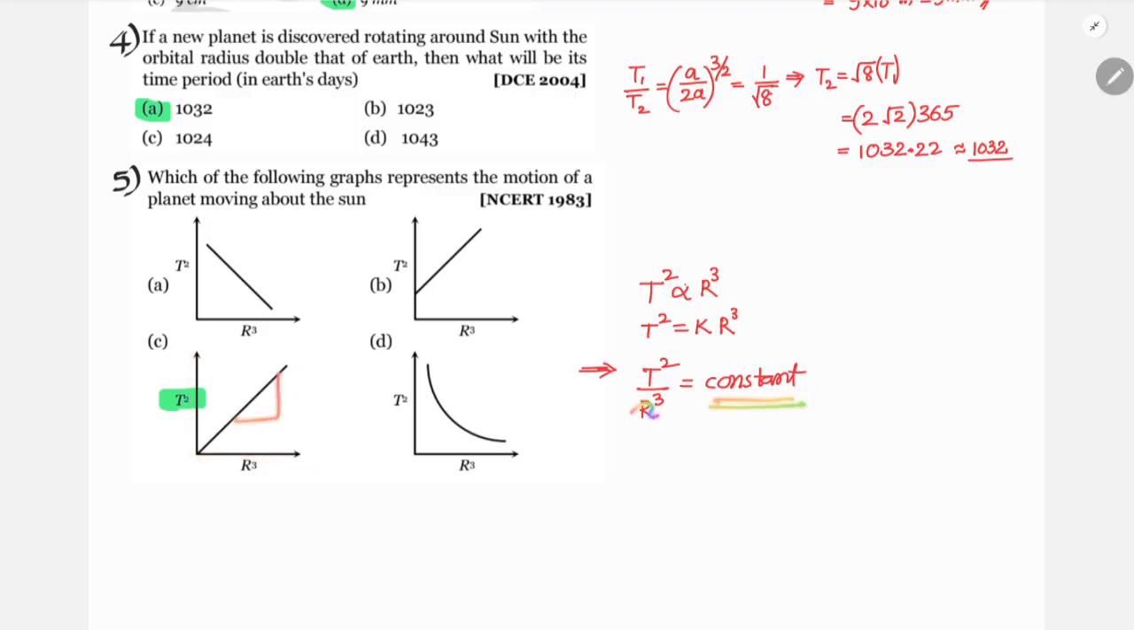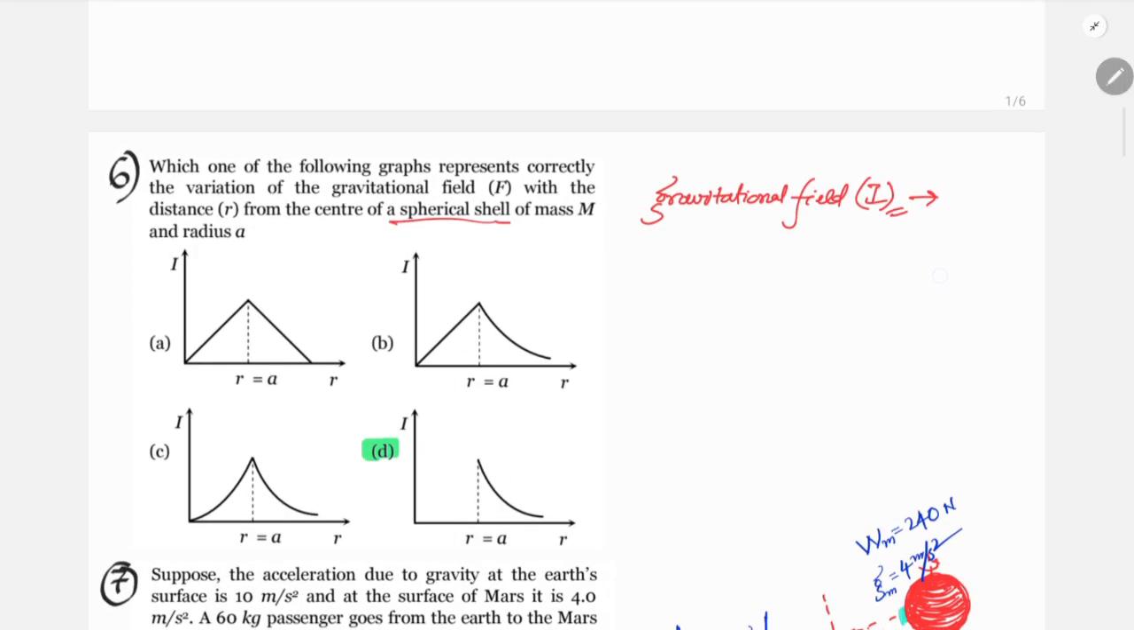You need to know that when the time is 0, r is also 0, so this must pass through the origin. This must pass through the origin. Maybe you can get this also, but this is not passing through it. So if r is 0 and still some time period is there, that is wrong. Okay, that is wrong.